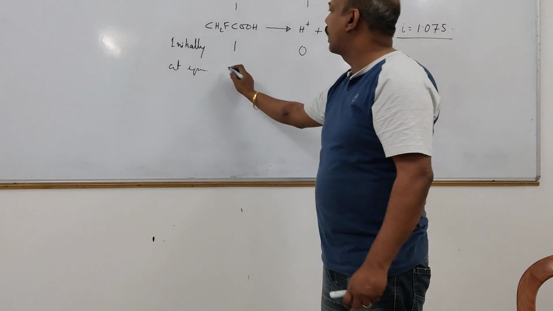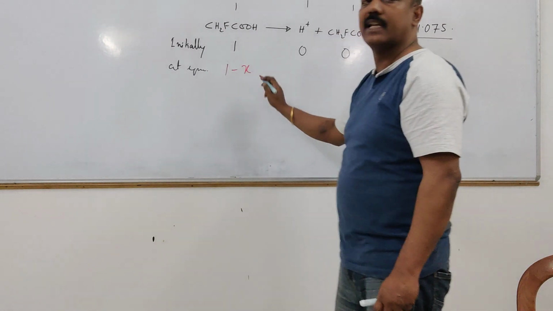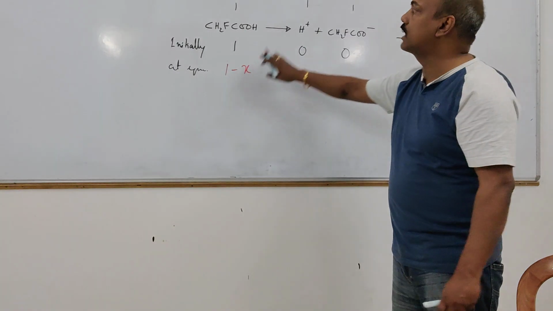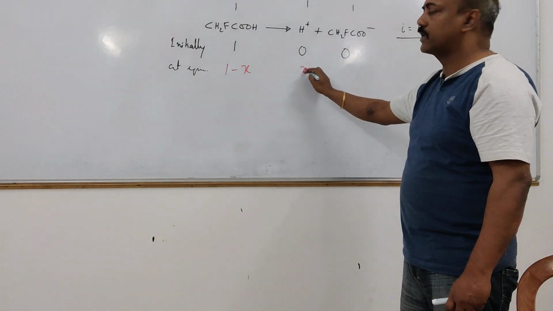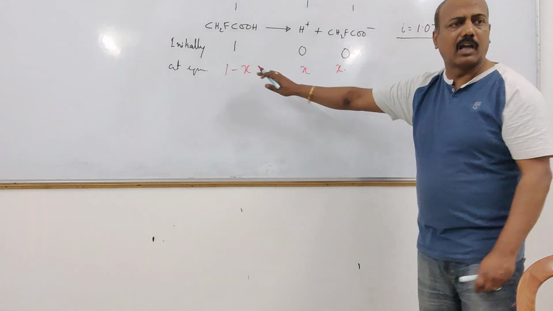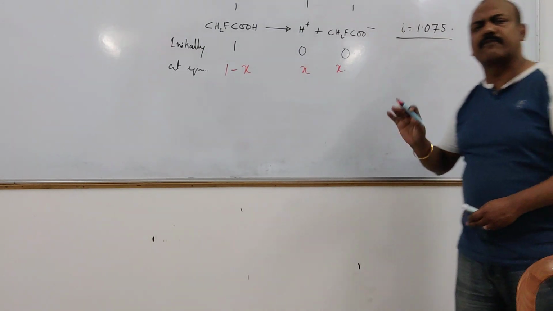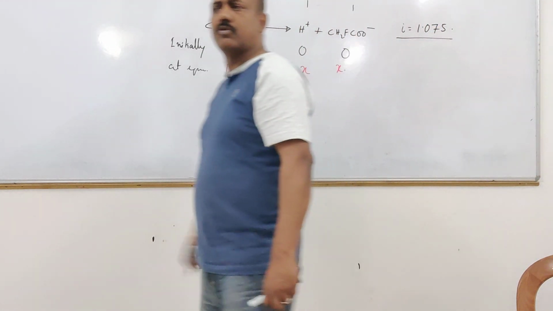1 minus X. How much of this will remain? 1 minus X. But since X is dissociating, we will get X of this and X of this. I hope you understood this line. We have done it several times, even in class 11.